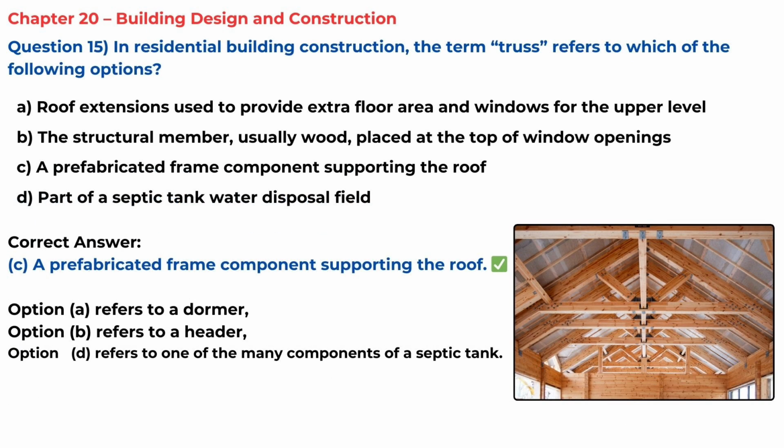Question 15. In residential building construction, the term truss refers to which of the following options? Correct answer C, a prefabricated frame component supporting the roof. Option A refers to a dormer. Option B refers to a header. Option D refers to one of the many components of a septic tank.